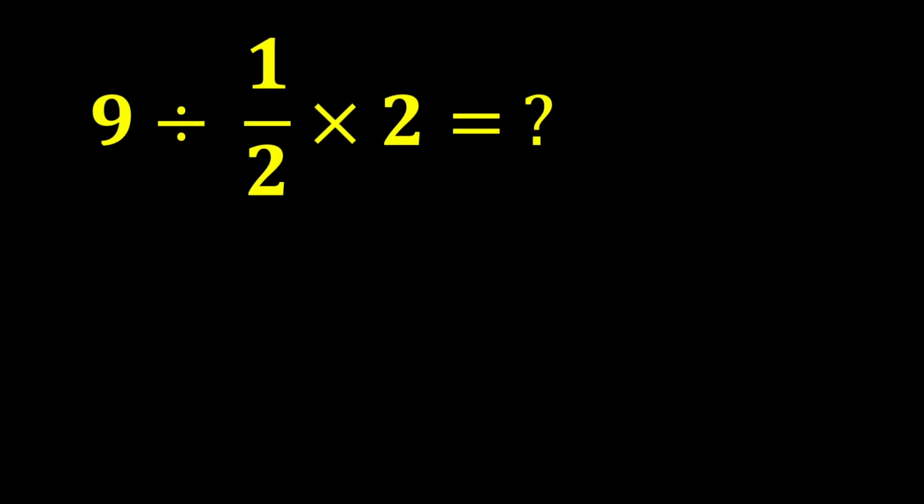9 divided by 1 over 2, multiplied by 2. In this expression, there is both division and multiplication. According to PEMDAS, multiplication and division have equal priority, so we move from left to right and perform whichever operation we encounter first. In this expression, if we move from left to right, we reach division first, so we perform the division first and then the multiplication.